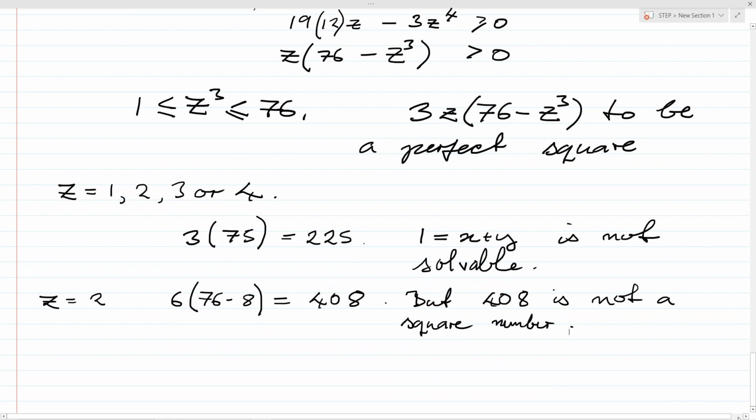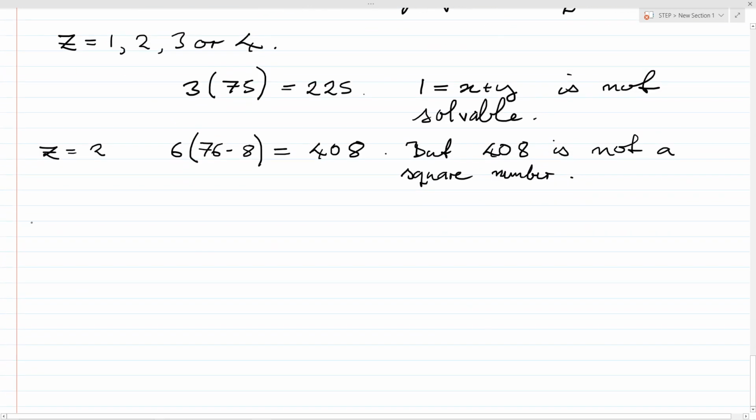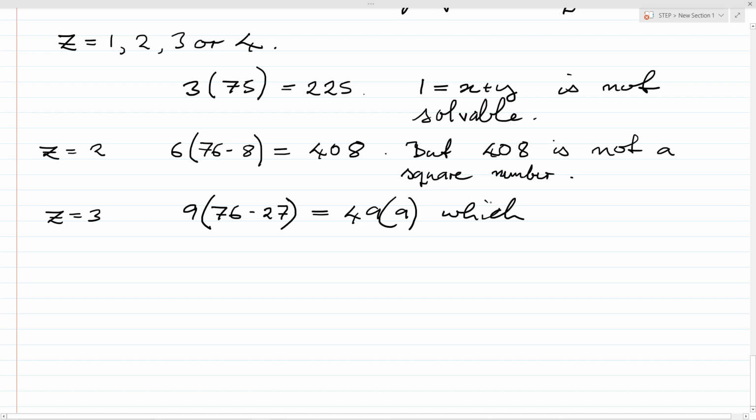Right, so now we're going to try z equals 3. Hopefully we'll get somewhere, otherwise we won't find any solutions. It'd be a little bit of a shame. So let's see, 76 subtract 27. We can see that this is going to be 49 if we simplify it, times 9, which is a perfect square. So this is our candidate.